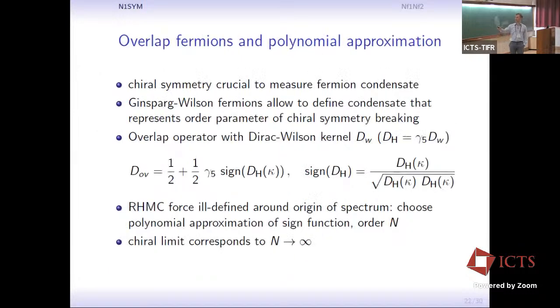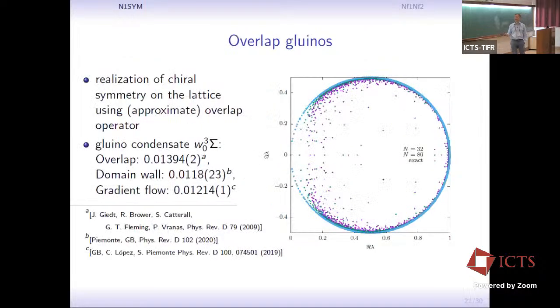This relation, if you look at the eigenvalue spectrum of the overlap operator, it implies that the eigenvalues should lie on a circle. And this is what's shown here. So you have for better and better polynomial approximations, the circle is better and better approximated. And this shows the chiral symmetry realization here on the lattice.